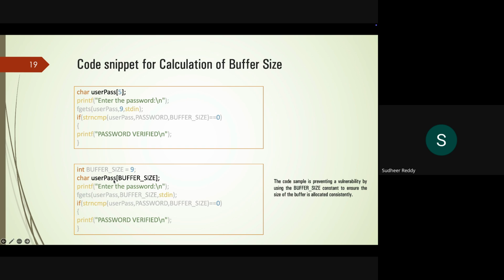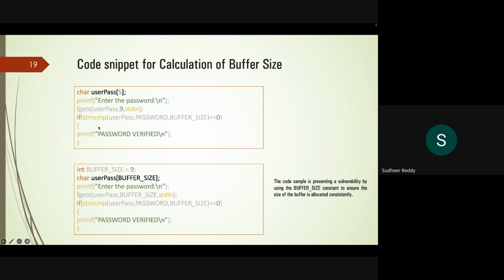Now I have changed it: char userpass of buffer size. That means whatever buffer size I set in the first statement of the second code, the same will be taken up in the character array. So now userpass is an array which has the capacity to store 9 characters. And then, in similar code, I'm prompting the user to enter the password. Same function, fgets, because I have merits with this fgets function. That is the reason I am incorporating it.